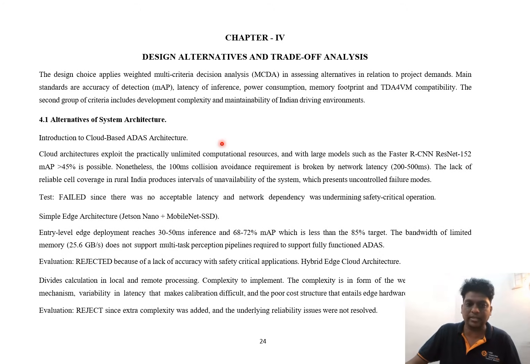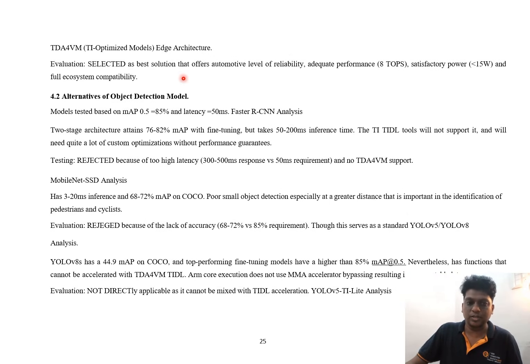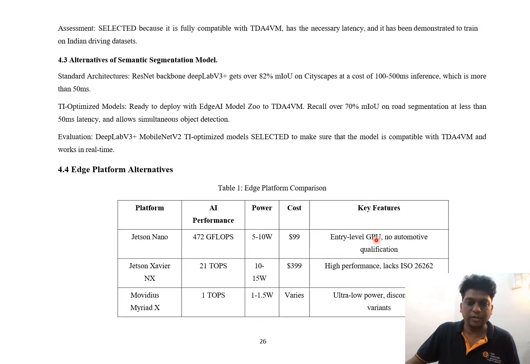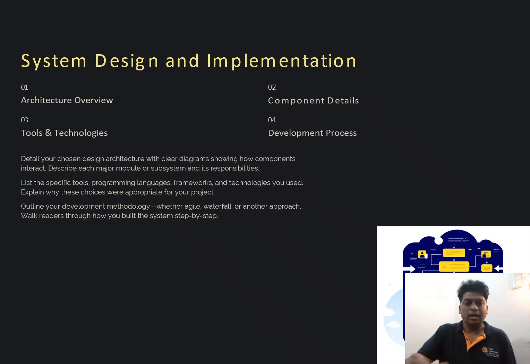While using a system architecture in the first attempt itself, I failed with it. When I used the cloud-based ADAS architecture, it failed. Then I used another type of evaluation. In some cases I used a different architecture, and for that also I got different results. For the best solution, the object detection model, I also tested my model with various possibilities and found the suitable one. Here you can find the key features of every platform, and I should identify which one is best based on AI performance, power and cost.